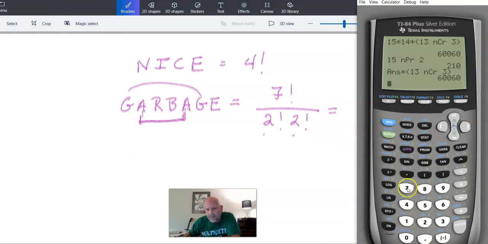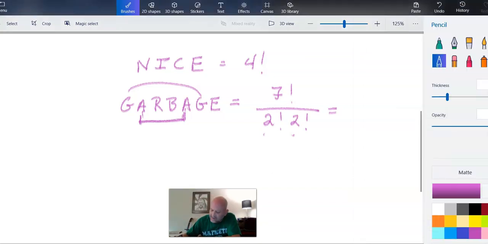So we'll go 7, math, probability, factorial, divided by, anytime you're dividing by multiple factorials, it's a good idea to put parentheses around that entire denominator. So that's divided by 2 factorial, and I need one more 2 factorial. So I'm going to put that in and then close my parentheses. And so what I get is that I lost it.